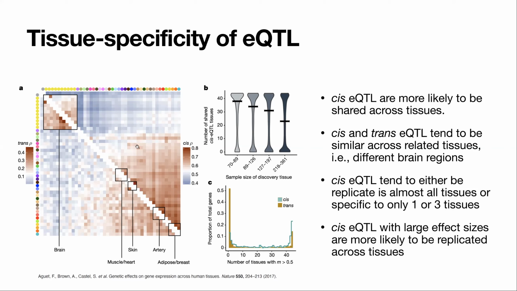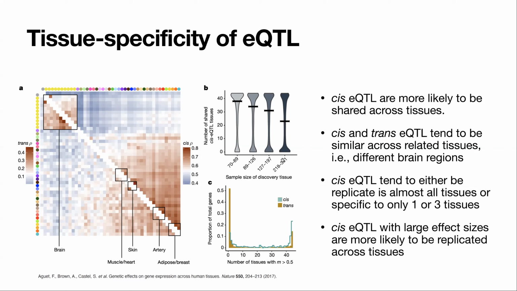And the final thing that this graphic alerts us to is that, as we expected, the cis eQTLs tend to be more conserved across tissues than the trans eQTLs. And you can see that by the brighter colors in the upper triangle than the lighter colors in the lower triangle, and the difference in the scales on this.